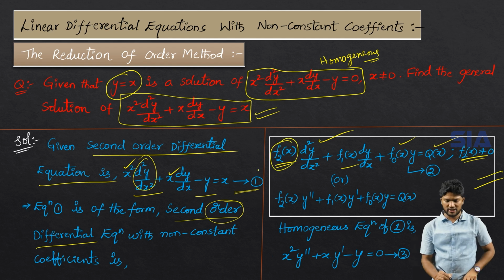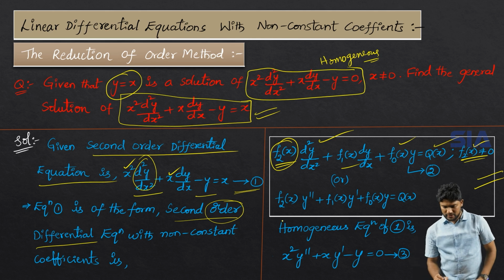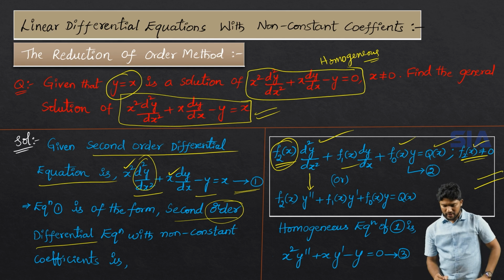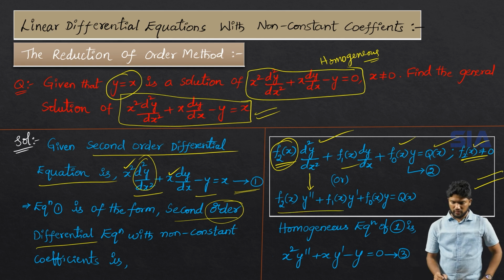What is that leading coefficient? The coefficient of the highest order derivative is called the leading coefficient. That leading coefficient is always not equal to 0; only then can we call it a second order differential equation. This above equation number 2 in its simplest form we can write in operator format: f2 of x into y double dash. You know very well d square y by dx square we can write simply as y double dash.